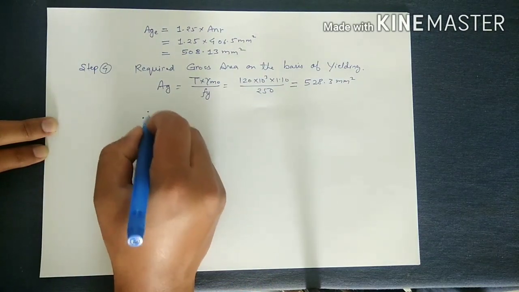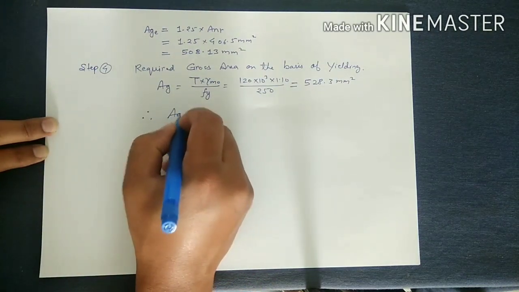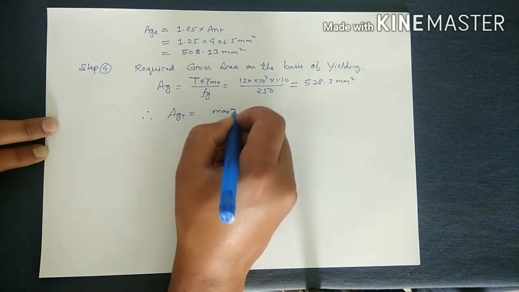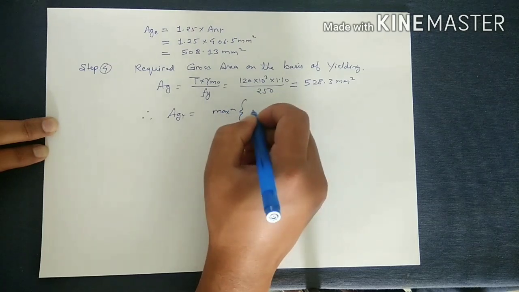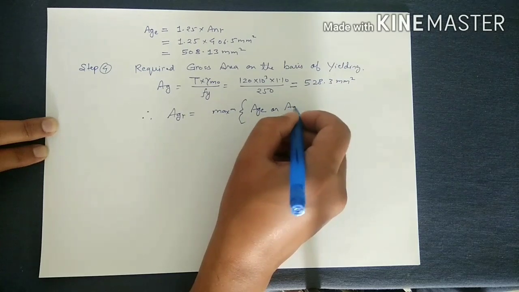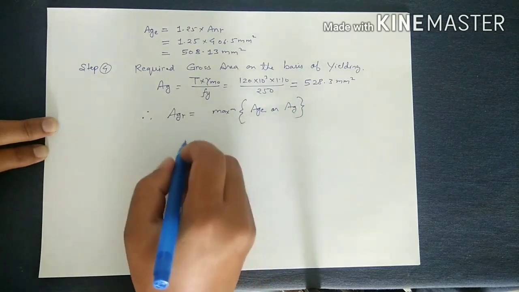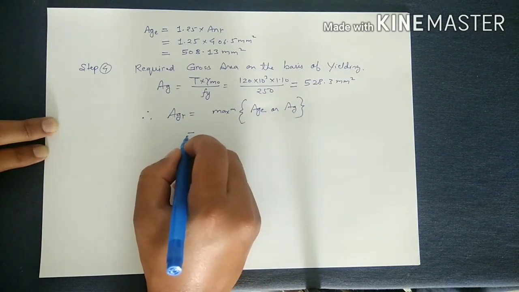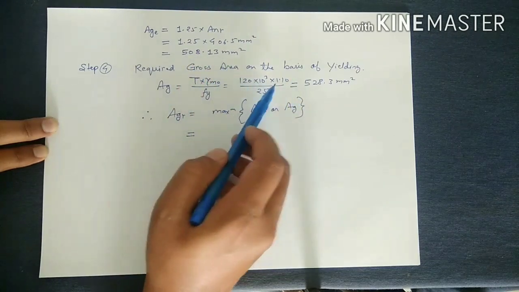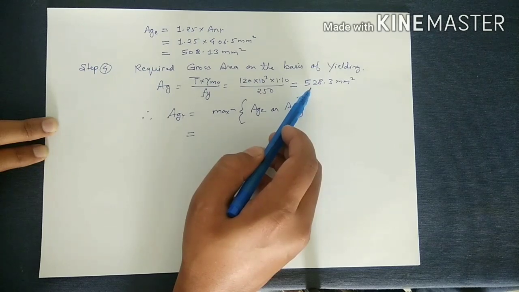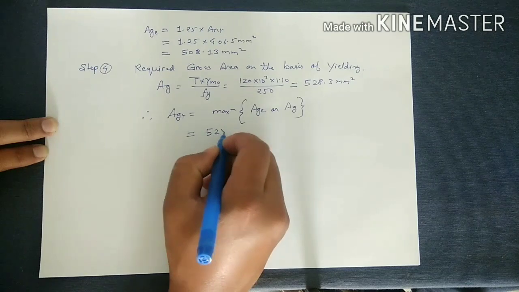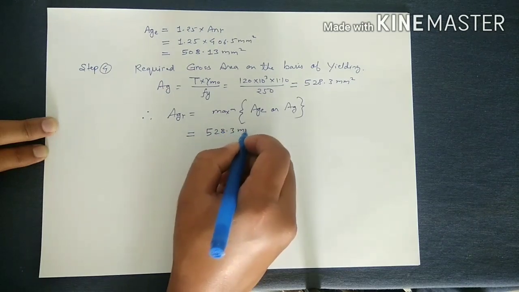Therefore, the required gross area Agr will be the maximum value of Age or Ag. So in these two values, this value is the greater one. Therefore, taking Agr as 528.3 mm square.